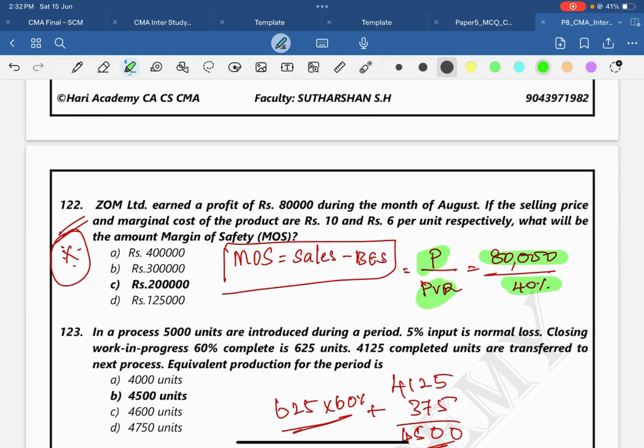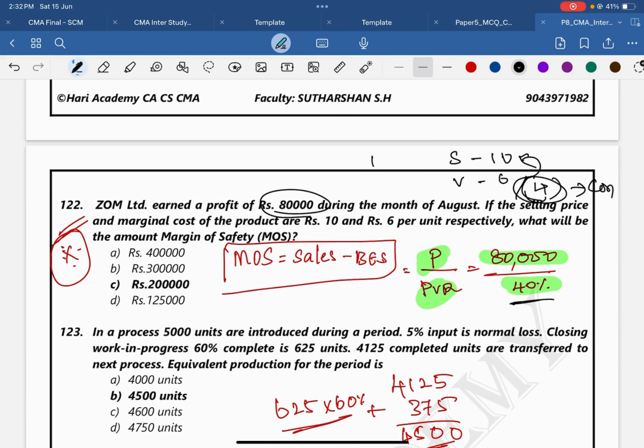Both is given easily. Profit they have given 80,000. How can I find the PVR? Very simple. My sales is 10, my variable cost is 6, then 4 rupees is going to be my contribution. So 4 rupees on 10 is nothing but 40%.